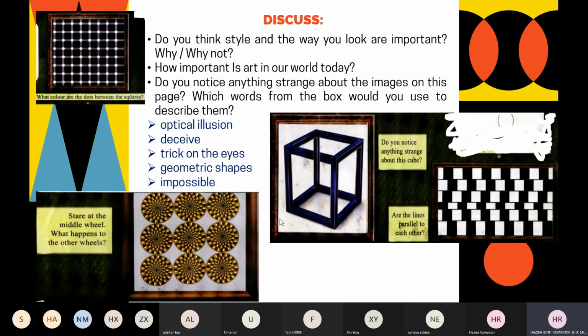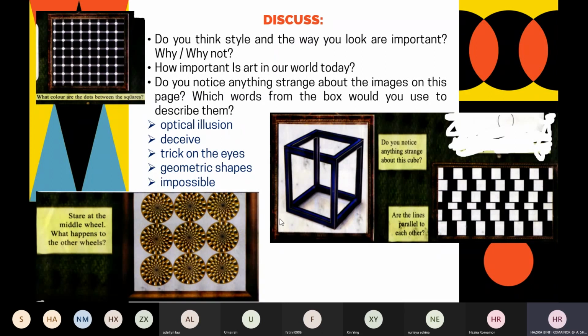All right. So what is your opinion on that, Umairah? Do you think style and the way you look are important? Fatin, Umairah, do you think it is important or not, your style and the way you look? Yes, it's important. Why? Because it shows your personality. All right, good. And or what, Umairah? Tak ada. Okay, all right.